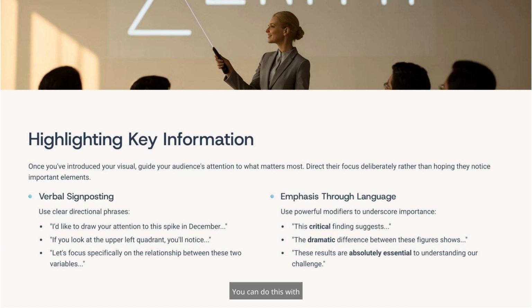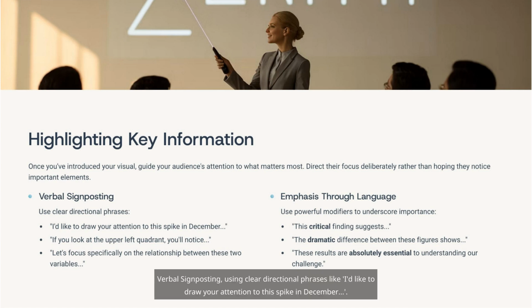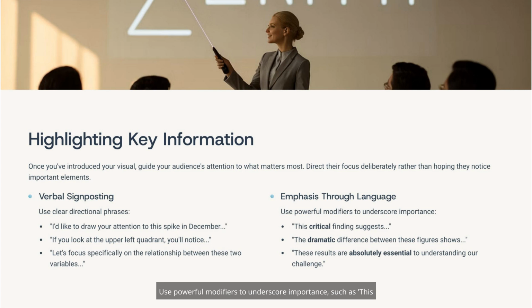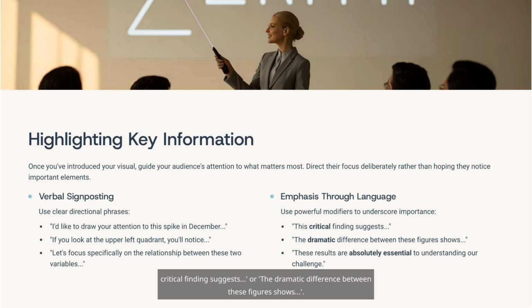Once you've introduced your visual, you must guide your audience's attention to what matters most. You can do this with verbal signposting using clear directional phrases like, "I'd like to draw your attention to this spike in December." You can also use emphasis through language. Use powerful modifiers to underscore importance, such as, "This critical finding suggests," or "The dramatic difference between these figures shows."